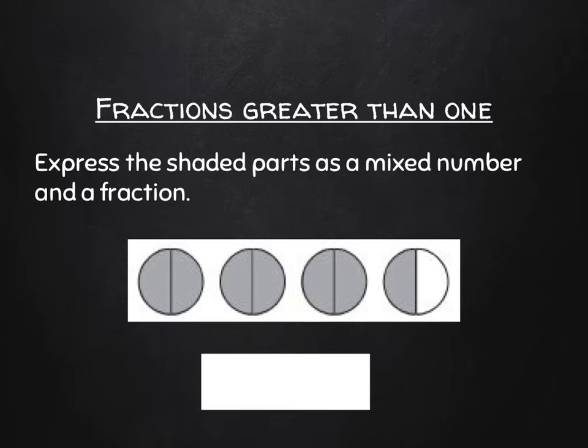This says express the shaded parts as a mixed number and a fraction. So if we look at what we have here, we have circles that are divided into halves. So I know for sure my denominator is going to be 2 because each of these circles is divided into 2 equal parts, or halves. If I count the number of shaded pieces of these circles, I have 1, 1, 1, 1, 1, 1, and 1, for a total of 1, 2, 3, 4, 5, 6, 7 halves.